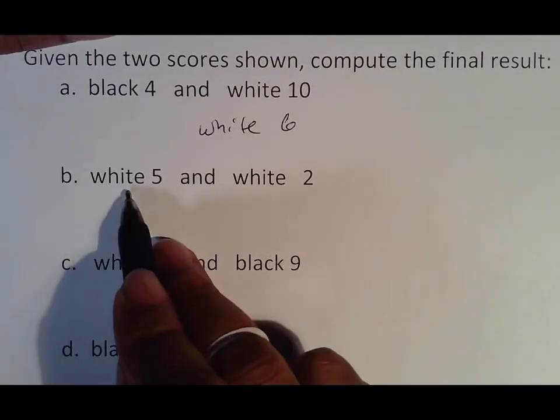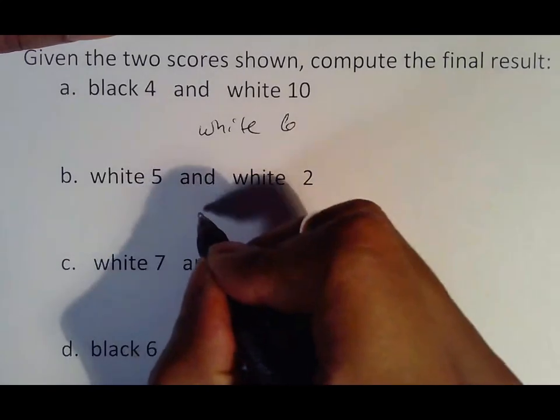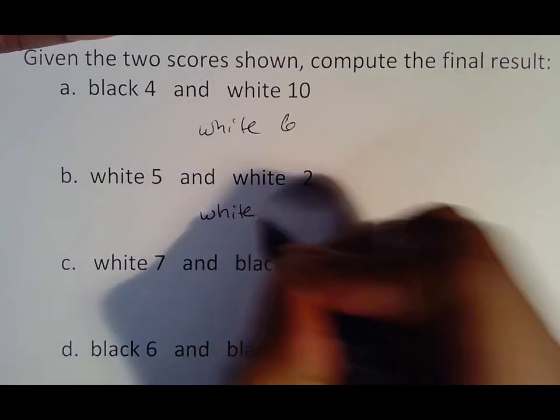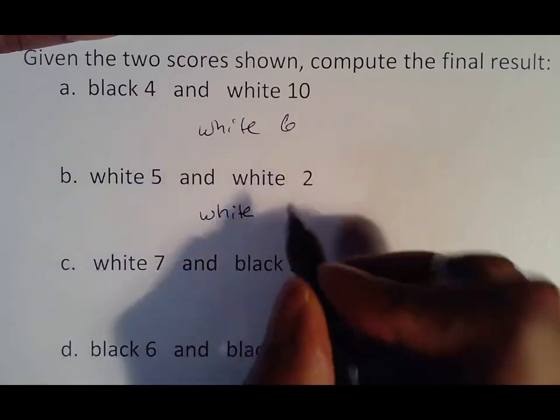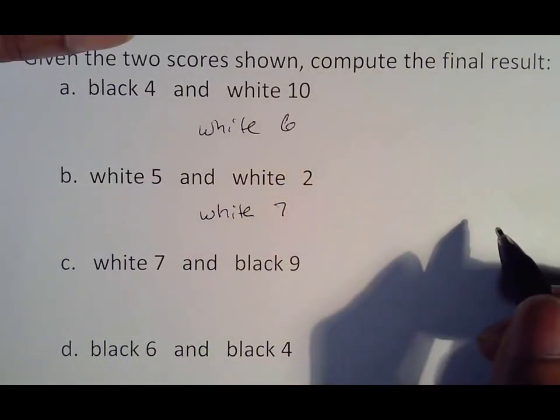On the second game, white 5, white 2. Well, obviously, since white's the only team that scored, white wins. And so since white is both teams, 5 and 2 make 7 total points that white scored.